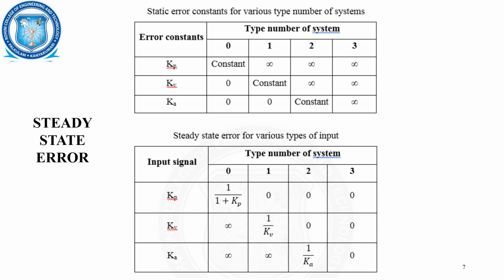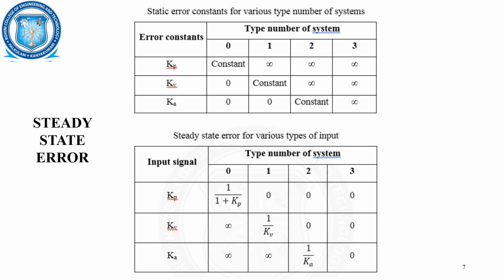Similarly, for the input signals with Kp, Kv, Ka, and the type number of the system being 0, 1, 2, 3, the values become 1 by (1 plus Kp), 1 by Kv and 1 by Ka. Here it represents the steady state error. This is not Kp, Kv, Ka; this is the steady state error at that condition. So steady state error will be constant in case of a type 0 system, and for above it is 0.